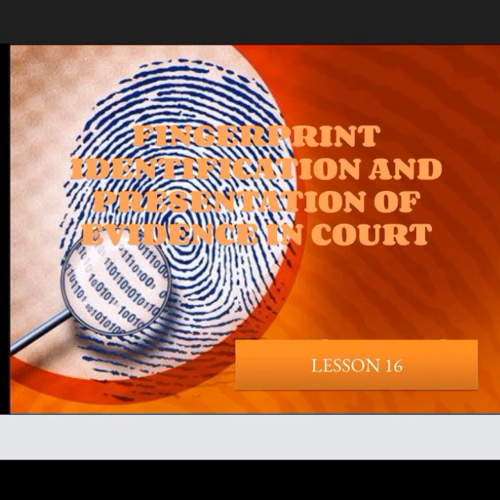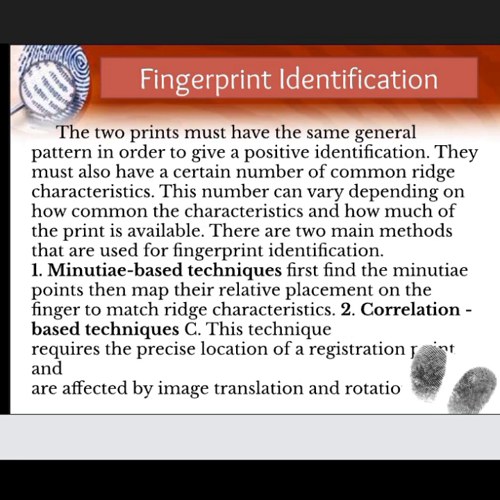Good day, ma'am. Today I'm going to discuss fingerprint identification. So first, what is fingerprint identification? Two prints must have the same general pattern in order to give a positive identification. They must also have a certain number of common ridge characteristics. This number can vary depending on how common the characteristics are and how much of the print is available.